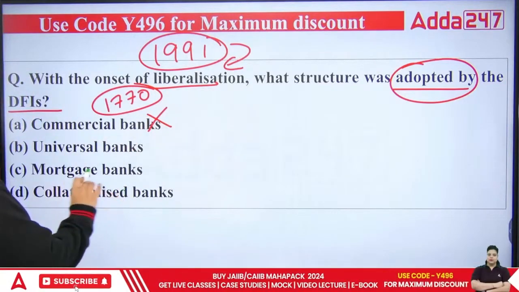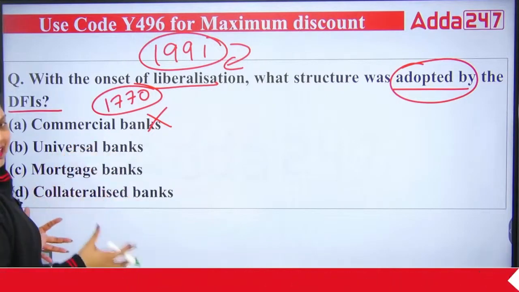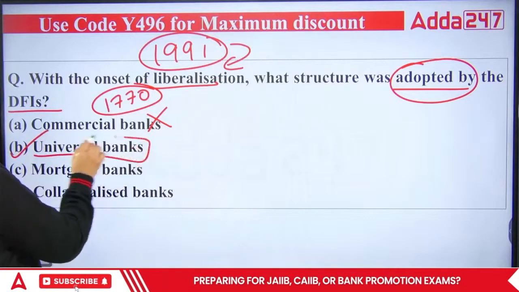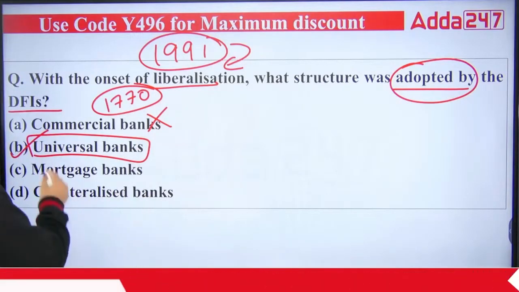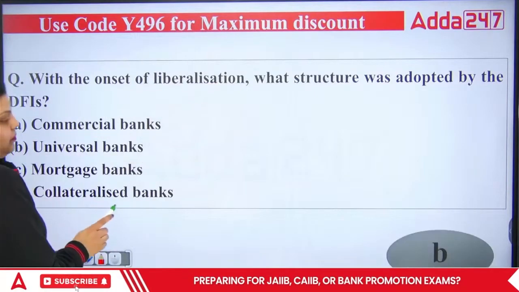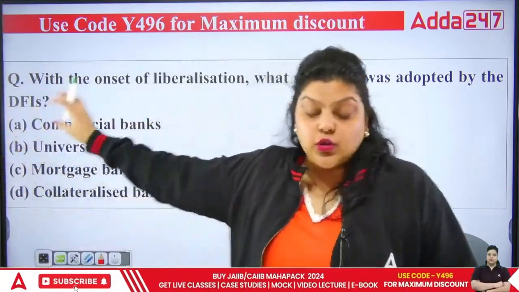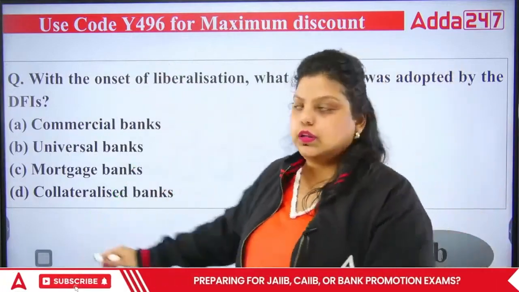Now collateralized bank, mortgage bank, they are actually not a type of bank in the country. So the right answer is universal banks. NBFCs are also there. They are mortgage and collateralized, but not a type of bank. So the right answer is universal banks. And the first development financial institution which adopted or started this universal banking was ICICI. I have told you already.